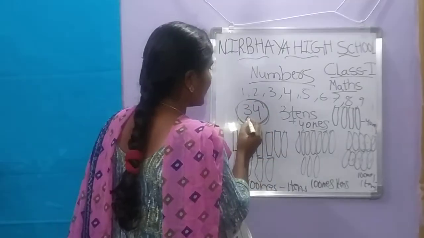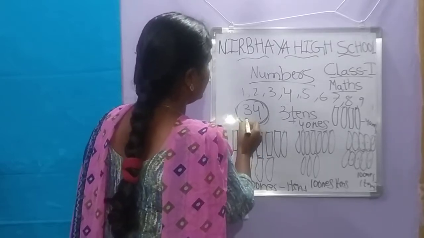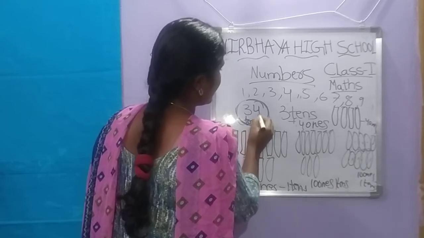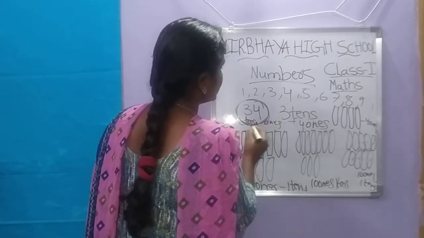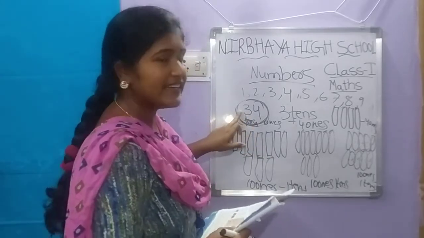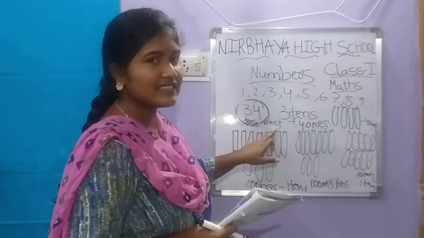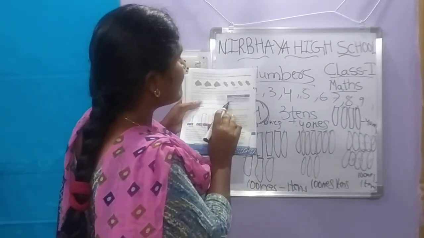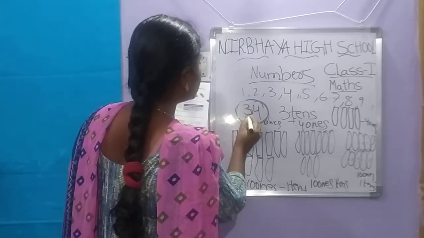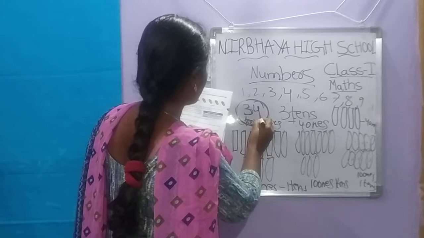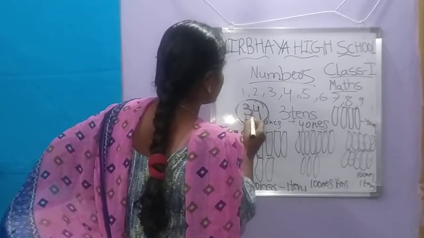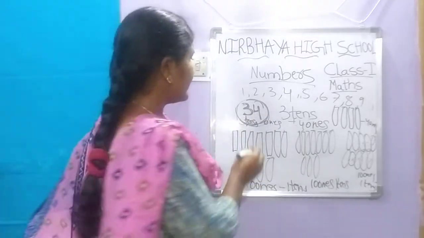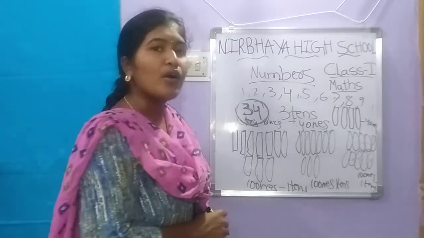And the left side number is called tens. Left side number is called tens. And this one is ones. This is the tens place, 3 is tens and next one, 4, is ones. You see here, places and value. What is the place value? This is 3 and next one is 4. 3 is called tens and 4 is called ones.